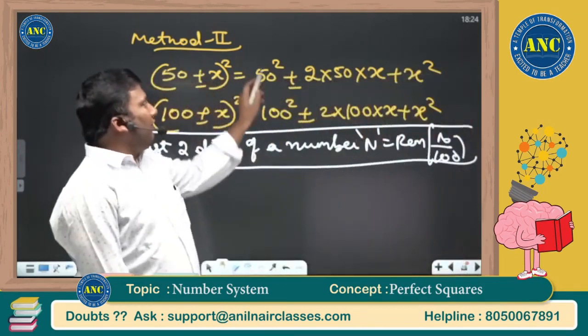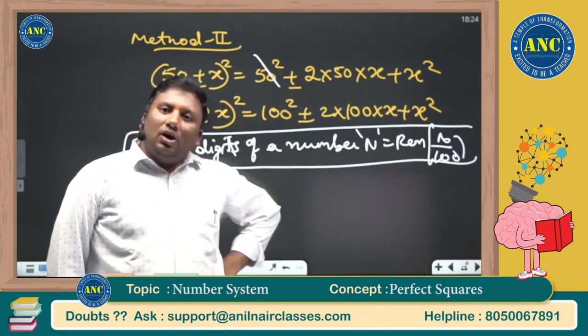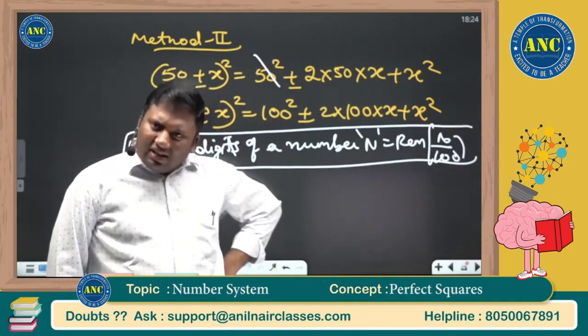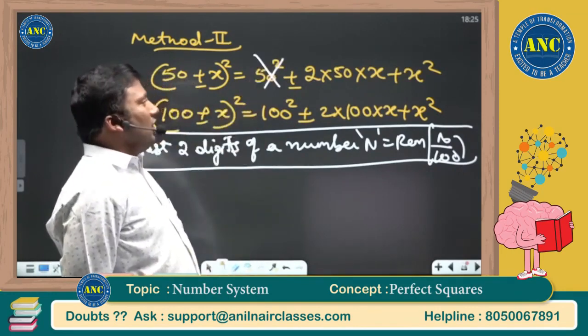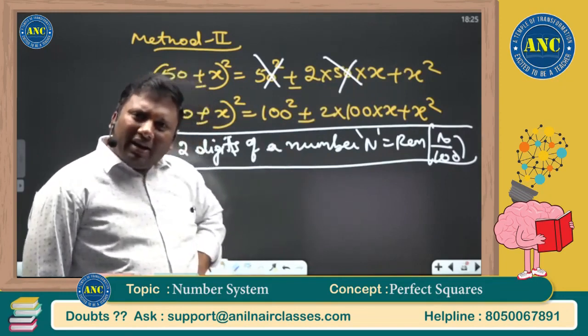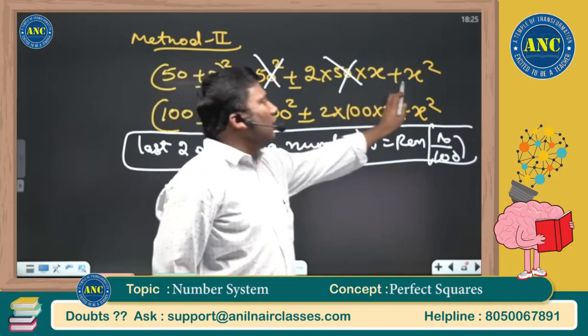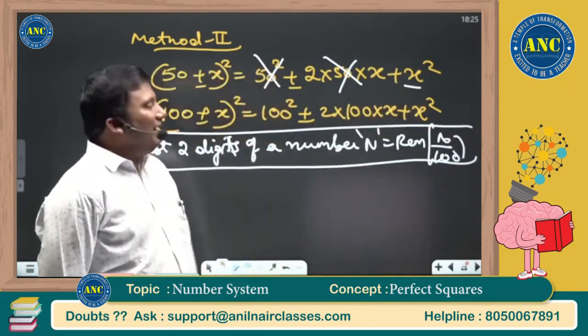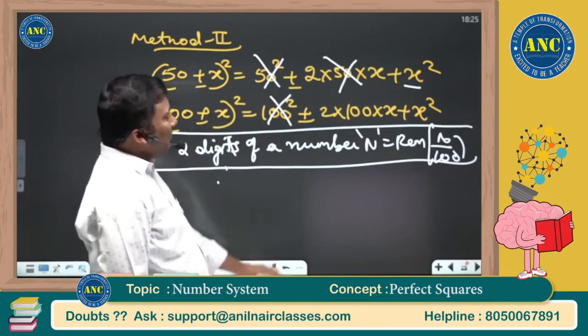Now see here, 50 square. What is 50 square? 50 into 50, 2500. Is it divisible by 100? Perfectly divisible. What is the remainder? 0. 100 into any number is perfectly divisible by 100, definitely yes, remainder 0. What is left over? X square. 100 square is perfectly divisible.